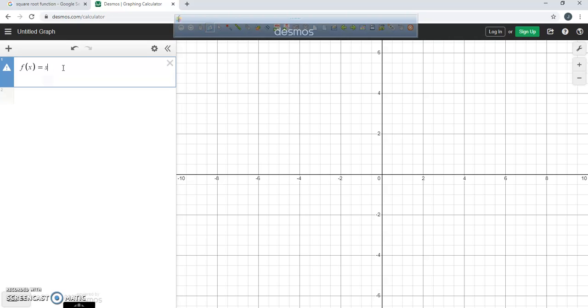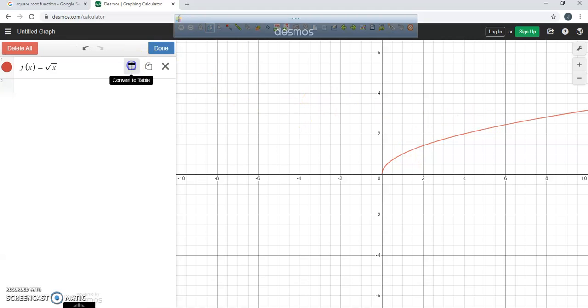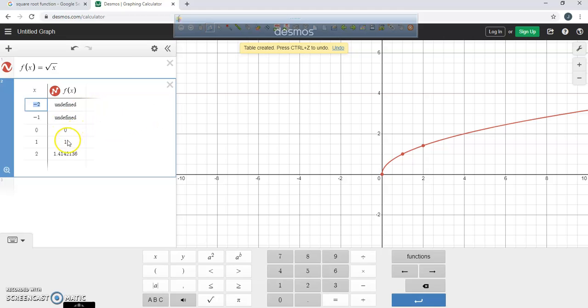There's a couple ways to do this. You could type in SQRT, which creates a square root. Or you could go to this nifty little keyboard right here, find the square root button, and type in an x. And there's the picture of the graph that you would draw on your one-pager. If you need to get a table from it, you hit the gear symbol, you hit the table, and voila, you have your table.